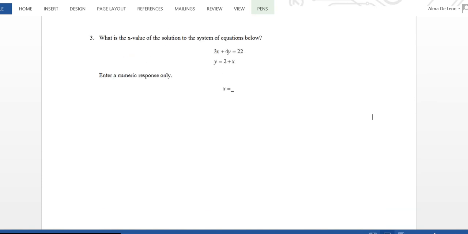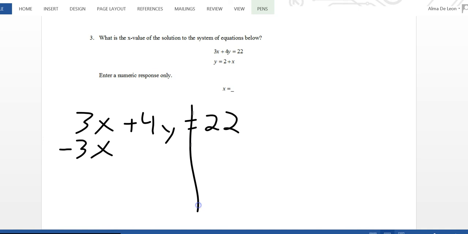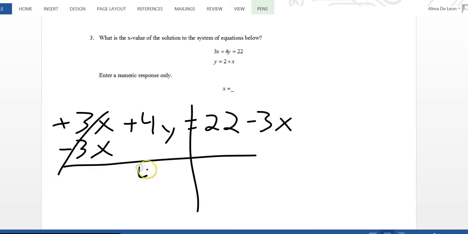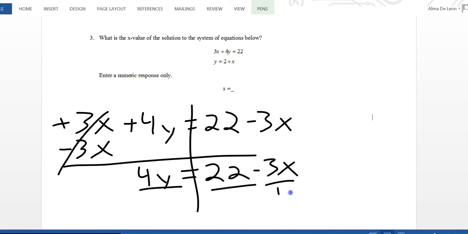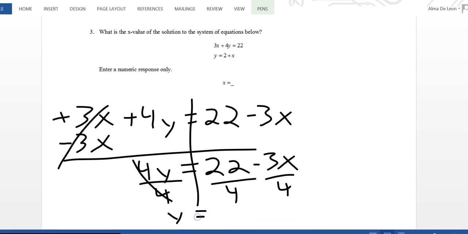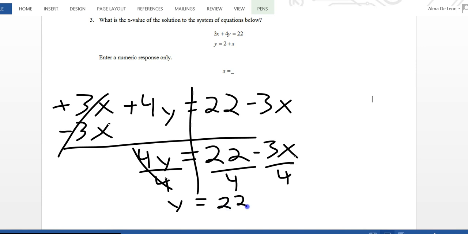Okay, so problem number 3, I have to find the x value of the solution of the system of equations below. Our first equation is not in terms of y, so the first thing that we have to do is make sure that we put it in terms of y. So I'm going to start by moving my x to the other side. I do that by doing the opposite, which is to subtract. And now I have to divide everything by 4. This will give me y equals, and again guys, I'm just going to leave it as fractions. I'm not going to try to simplify this. I'm just going to leave it like that.